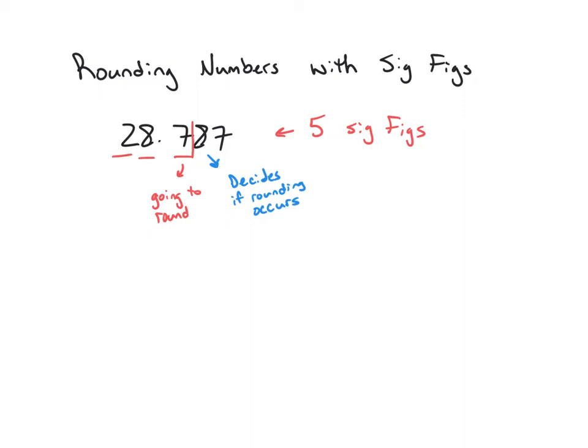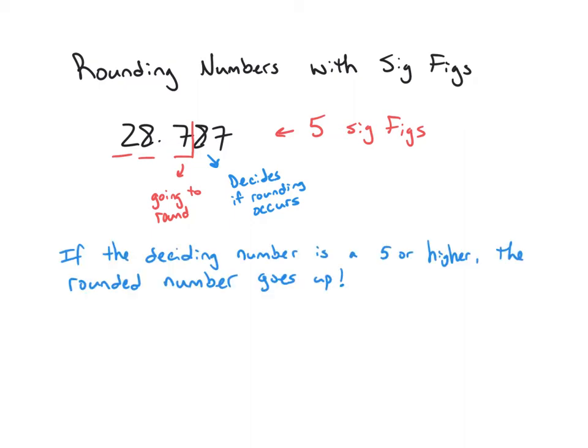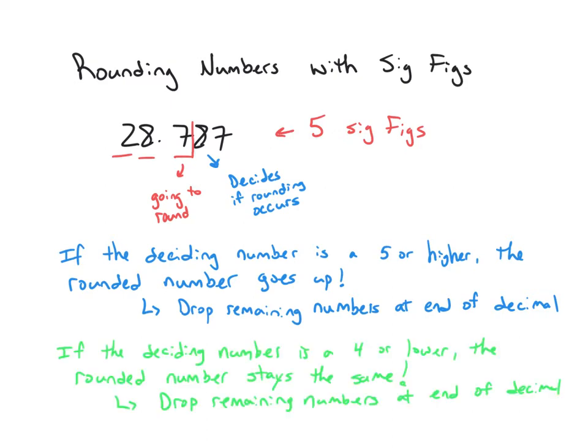Now the rule is this. If the number that follows the significant figure you're looking to round is a 5 or higher, then the number rounds up. And you drop off all the rest of the numbers if it's at the end of a decimal. But if the number is 4 or lower, then the number to the left of the line stays the same. And once again, you drop off the numbers at the end of the decimal. Now, since my number 28.787 applies to the top rule, if the deciding number is 5 or higher, then the number rounds up. So 28.787 rounds up to 28.8. And then I drop off the last 2 digits.